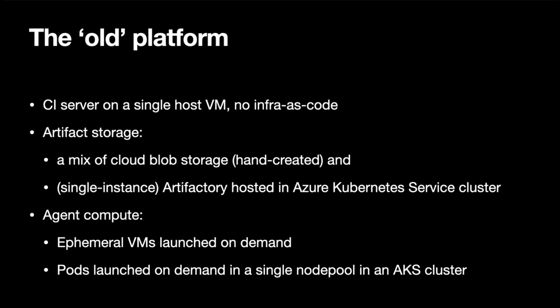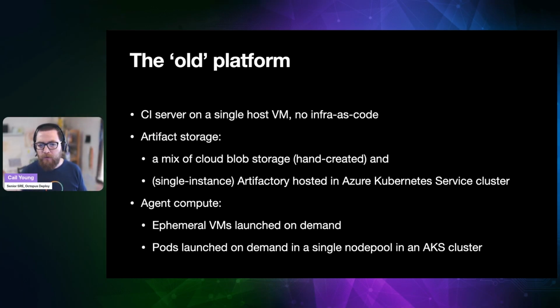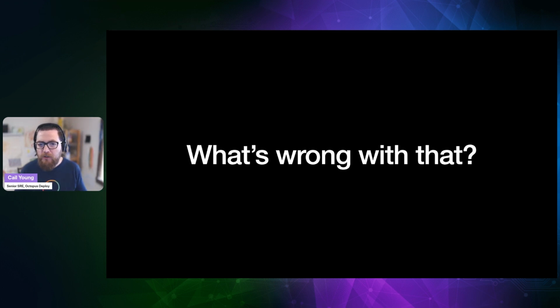We had a manually created Artifactory set up doing some artifact handling inside a somewhat infra as coded AKS cluster. And then we had some agent compute running in ephemeral VMs that were described with Packer, which is an automation tool for building VM images. But the infrastructure those VMs ran in was, again, manually created. Now, you might be looking at that and saying, well, that looks really nice and high tech. What's so bad with that?